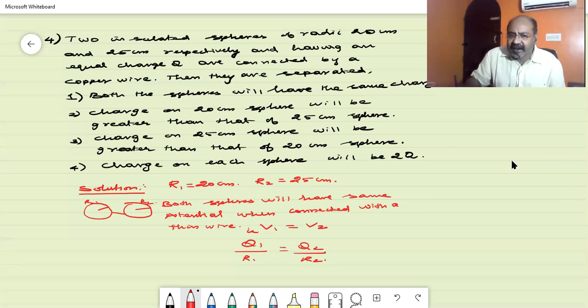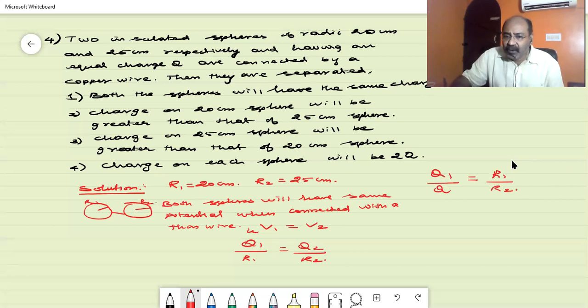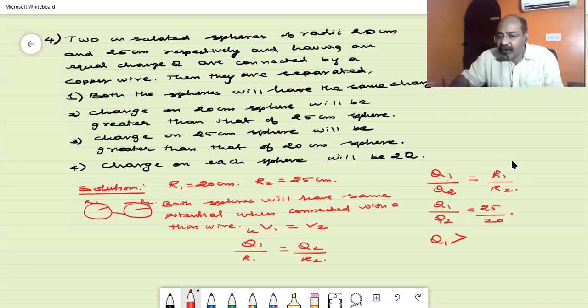From this I can write Q1 divided by Q2 is equal to R1 divided by R2. If it is so, I can write this as Q1 divided by Q2 is equal to 25 divided by 20. So from this relation, I can say Q1 is greater than that of Q2.